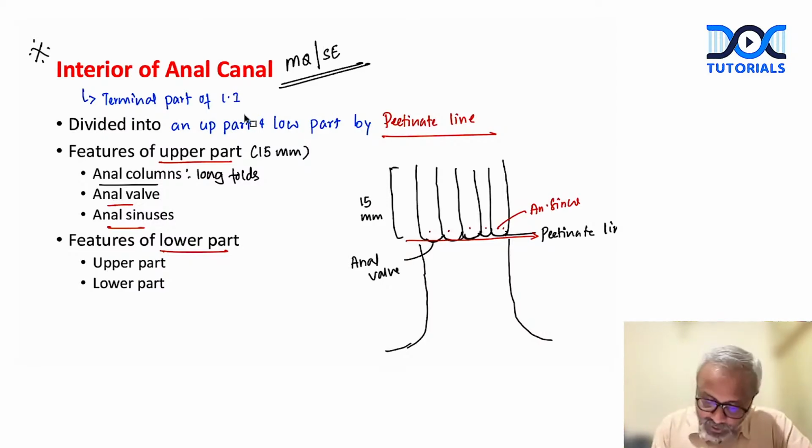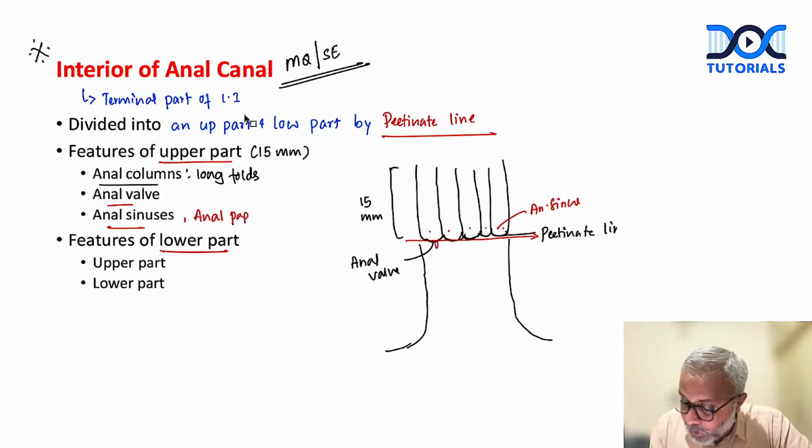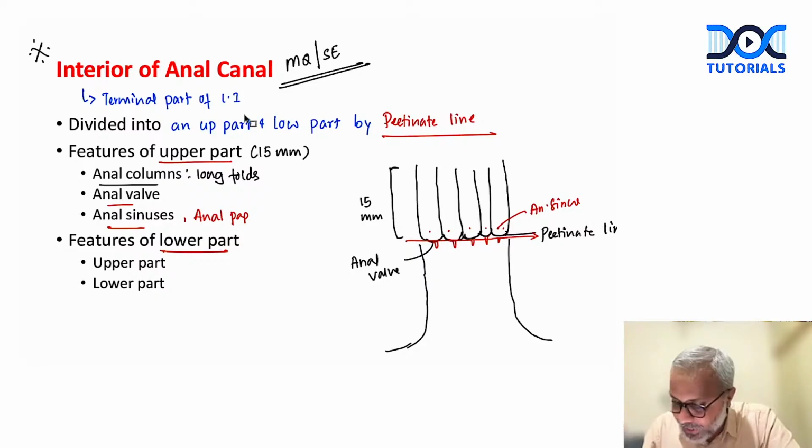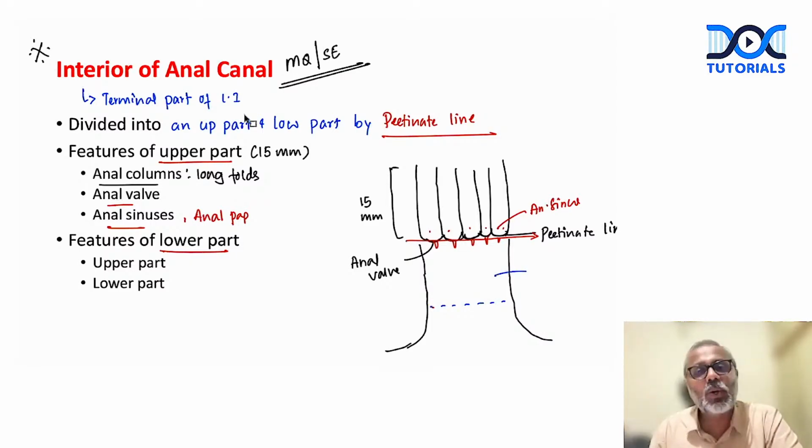Then two more features are often described in other textbooks. One is called the anal papilla, which is a small mucosal tag which comes from the anal valve. So this is regarding the upper part. Then what are the features that we see in the lower part? The lower part is further divided into two regions, the upper zone and the lower zone. Now this roughly measures about 15 millimeters and the lower part measures about 8 millimeters.